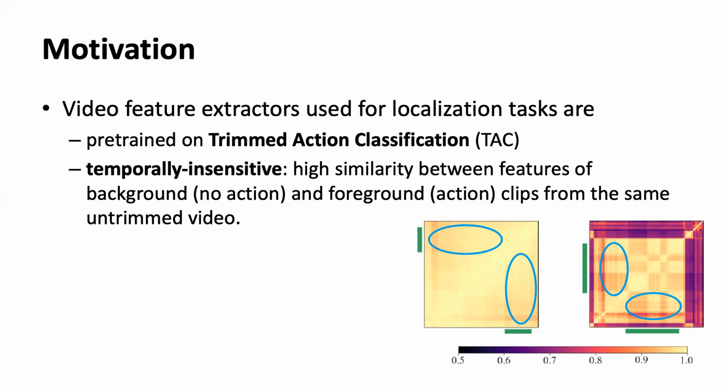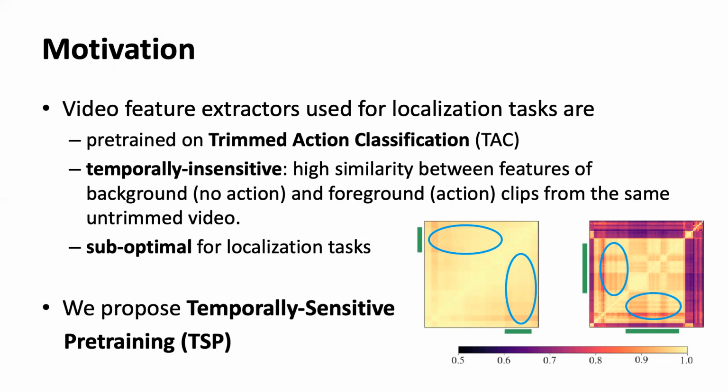We show here the cosine similarities between TAC clip features for two videos. The green lines show the extent of action instances. Notice the high similarities between foreground and background features highlighted in blue. This temporal insensitivity is suboptimal for localization tasks. Thus, in our work, we propose TSP, a new pre-training strategy to make video encoders temporally sensitive.